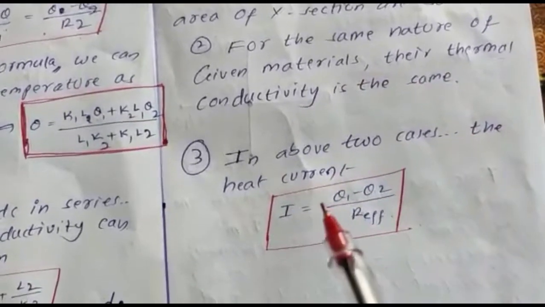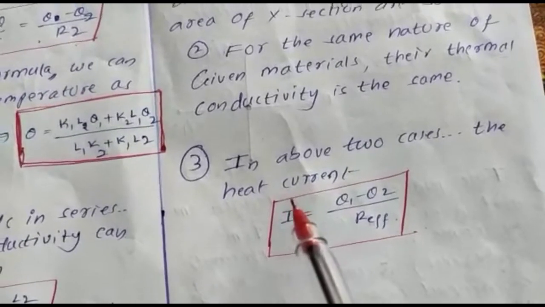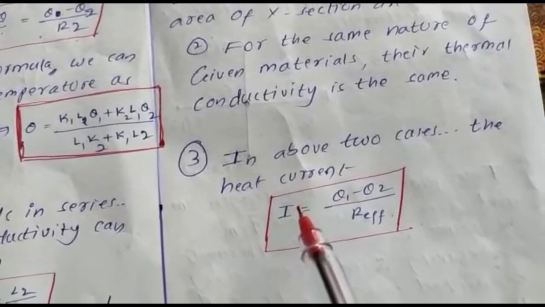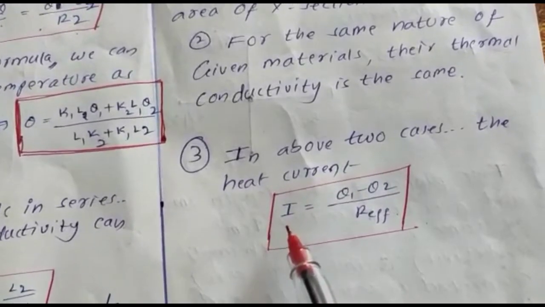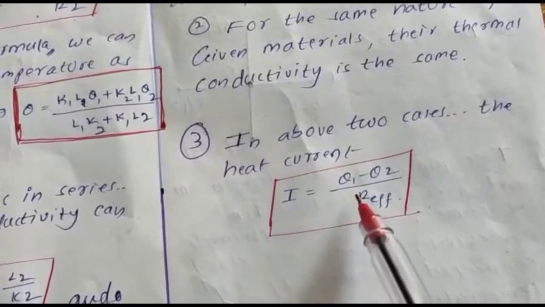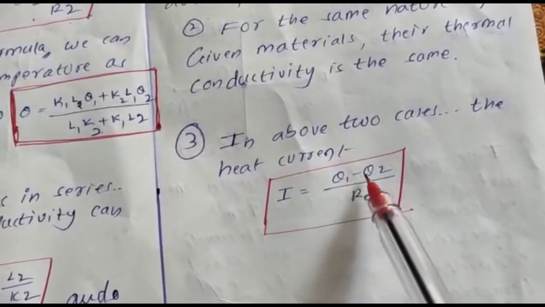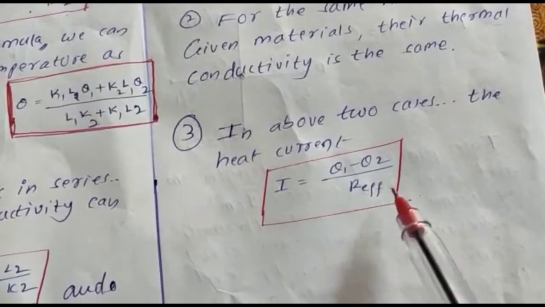And one more important formula, common to both cases we have discussed, parallel combination and series combination. Sometimes they will ask for the total heat current through the combination. The thermal current through the combination is given by the temperature difference across the combination divided by the total effective thermal resistance of the combination.